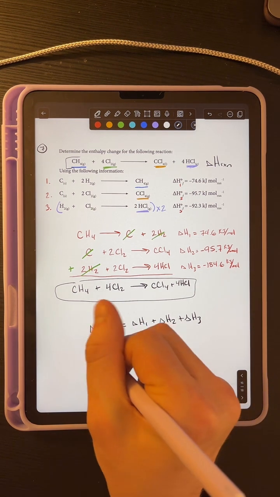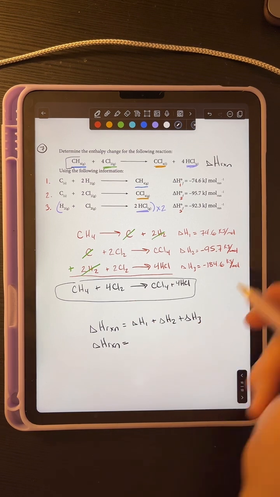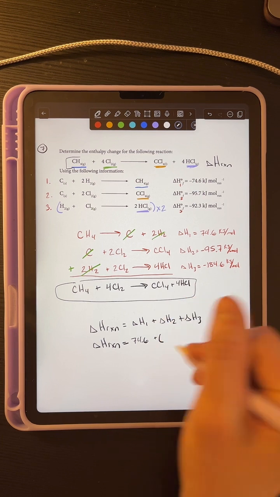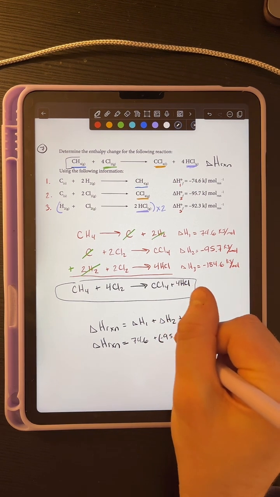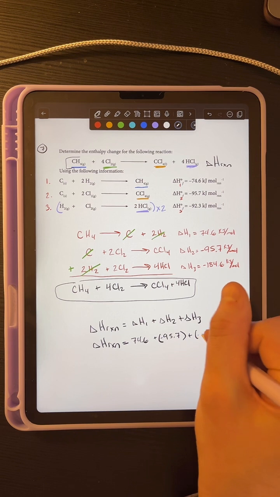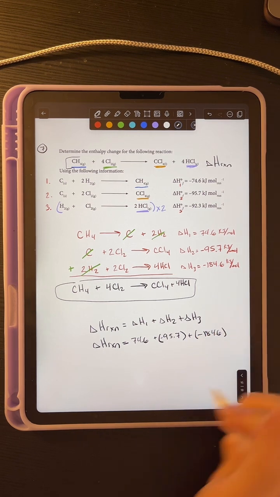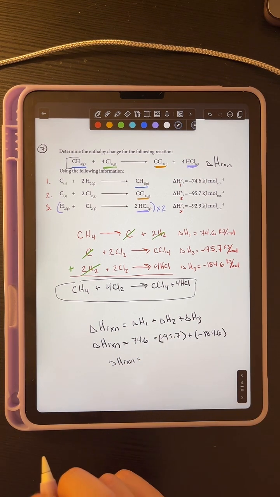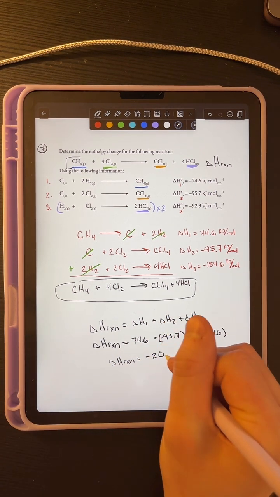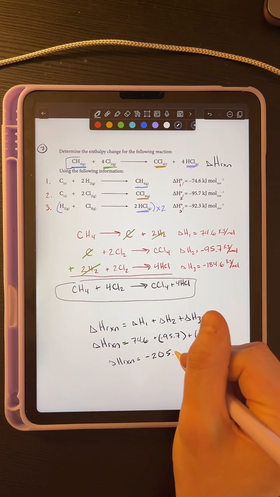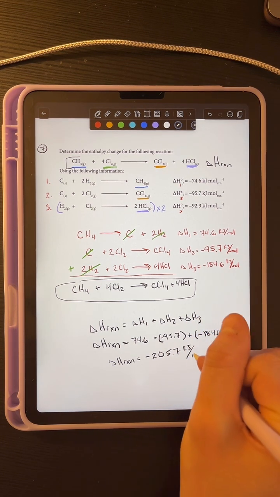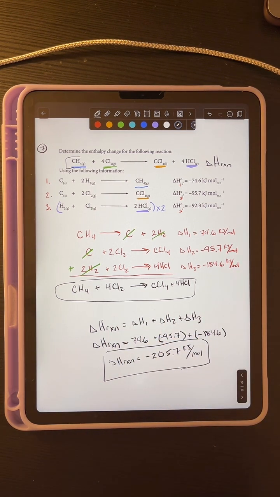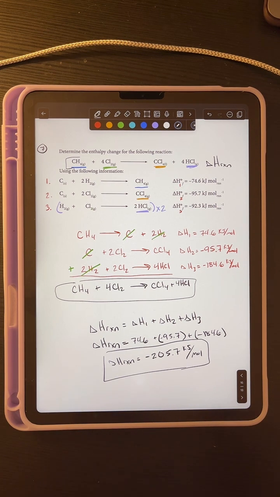So what we do, delta H reaction equals, we just plug in 74.6 plus a negative 95.7 plus a negative 184.6. And if we were to solve that out, our overall delta H reaction of this reaction is negative 205.7 kilojoules per mole. And that is Hess's law. One of my favorite things.